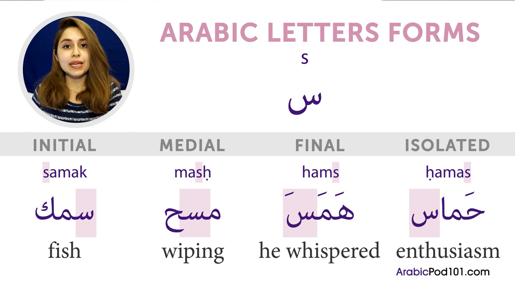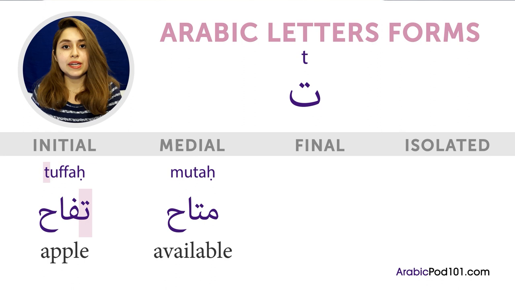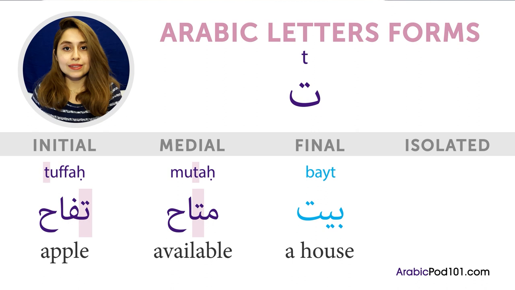Some letters don't change much from one form to the other. Only the connection part is different. Let's check out some examples. The letter تاء. Initial, تفاح, apple. Medial, متاح, available. Final, بيت, house. Isolated, صوت, a sound.